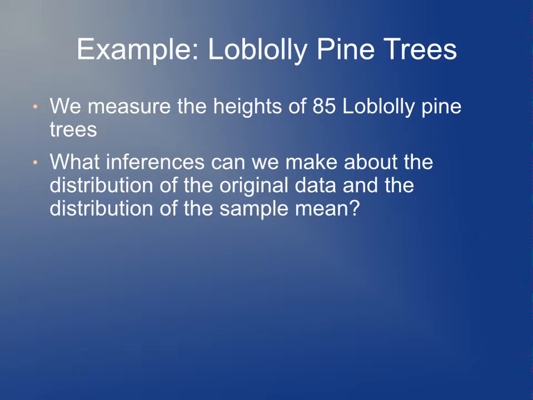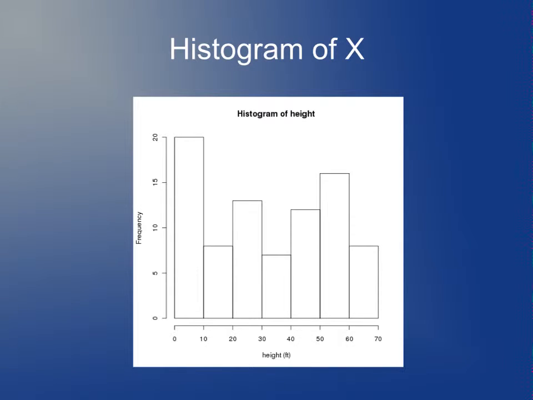So for example, this is a data set that's built into R. Let's say that we measure the heights of 85 Loblolly pine trees. Say we want to make inferences about the distribution of the original data and the distribution of the sample mean. So here's a histogram of this data set of Loblolly pine trees.